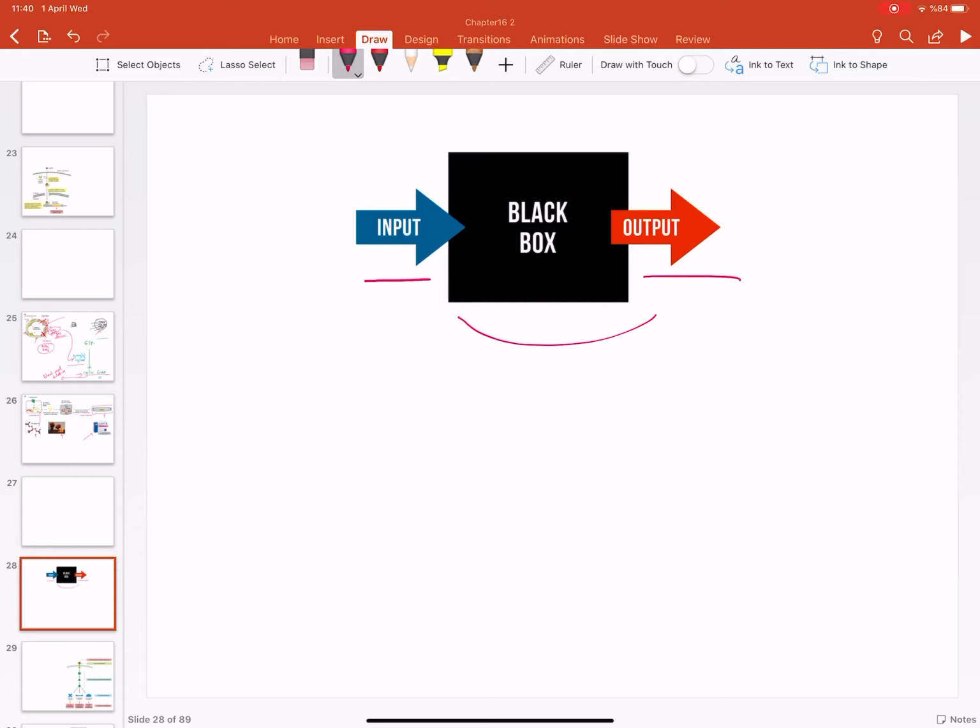So in this case, the input is the signal. The signal is taken by the cell. There is an output which can be differentiation, which can be cell division. The output can be, let's say, movement, proliferation, suicide, whatever, but there's an output. And we simply don't know what is going on inside.